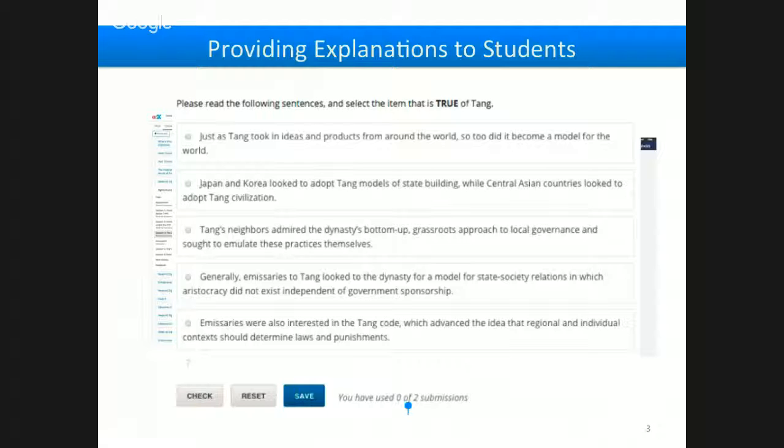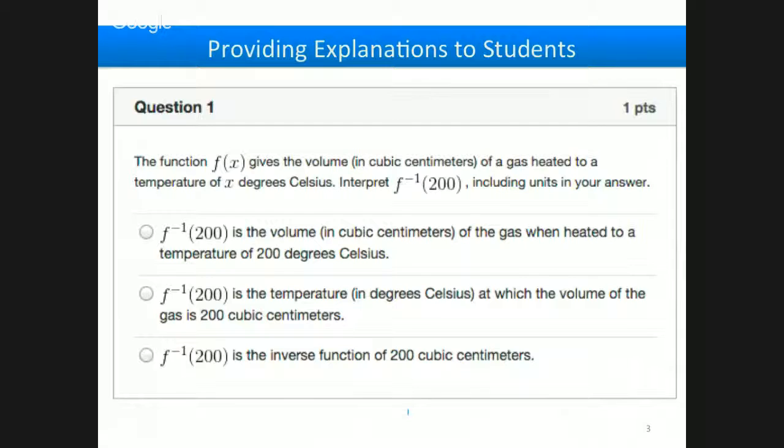Similarly in Canvas, here's an example of a question, where you ask a question and people get answers. Again, we'd like to be able to provide explanations of why an answer is correct, so students aren't just clicking and getting answers, but they're understanding it.